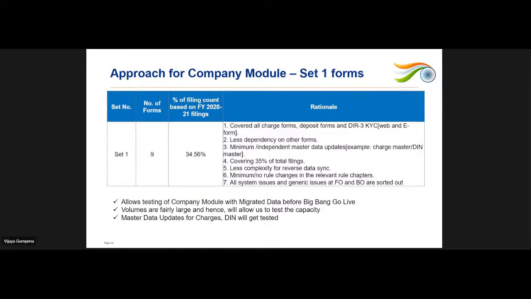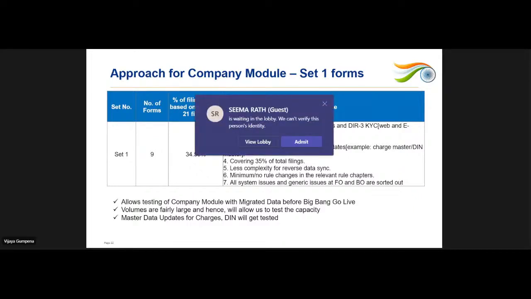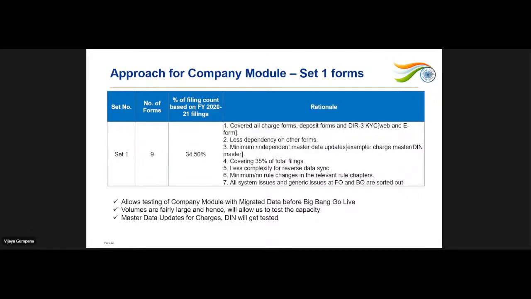Now, once all these points relating to picking up these forms are covered, the last point that we wanted to make sure is that once we go live with this set 1 forms, all the stakeholders should have some comfort on the filing process. So basically, all the important issues like CIN prefill issues or the company master prefill issues or the DIN master association. There are some important masters which are common across all the forms, not just in set 1 forms, but also in all the remaining sets. So to begin with, if you go live with the set 1 forms, that will give us comfort that all the generic issues are resolved at both front office and back office level. So that will give us some confidence that all the basic issues or the common issues across all the forms are fixed and we are good to go.